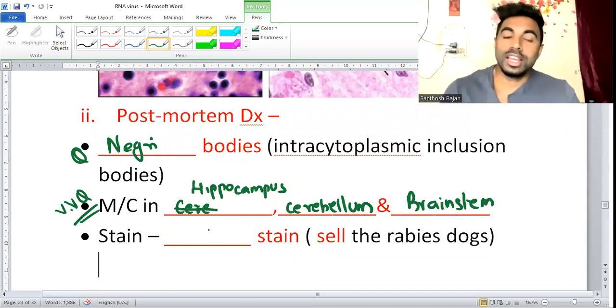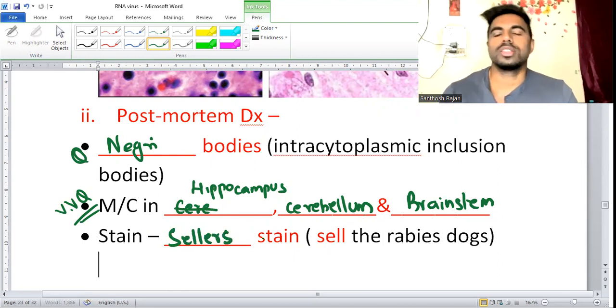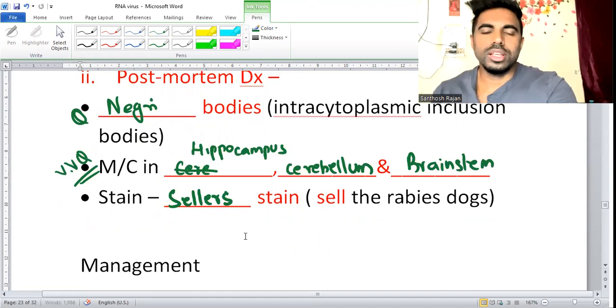That's it. Stain. I told you, what does Lisa do? She sells the rabies dog. She doesn't want to keep it with her. She kills or she sells. So Sellers stain. It's not an apostrophe, it's Sellers. Sellers stain. It's very easy. Okay.